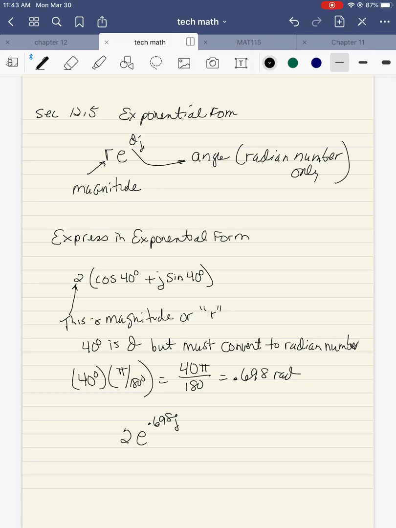Section 12.5 is another form, exponential form. Here, the exponential form, you're using e. e is the base of natural log. On your calculator, you won't need to use that for anything.